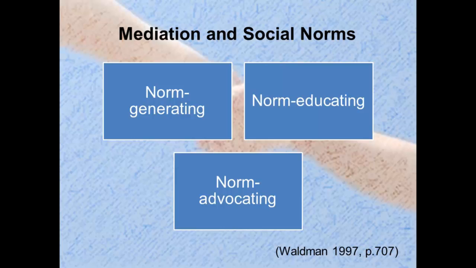And she produces a typology of mediation practice which ranks mediation models according to their treatment of social and legal norms. Waldman conceptualized mediation as a process comprising three separate models, and these are the norm-generating, the norm-educating, and the norm-advocating models. And she also proposes that mediator styles can be placed on a continuum in terms of their approach to social and legal norms, and that each of these models may be profitably employed in different dispute contexts.